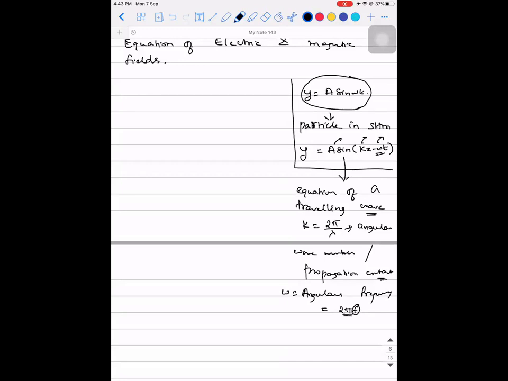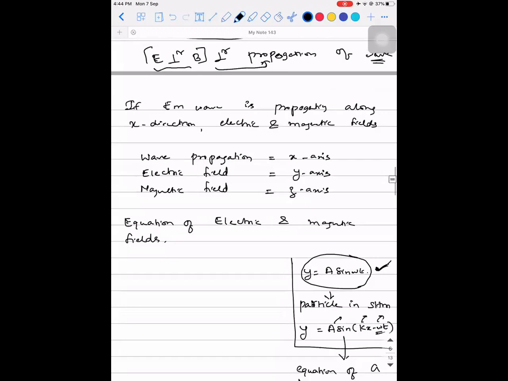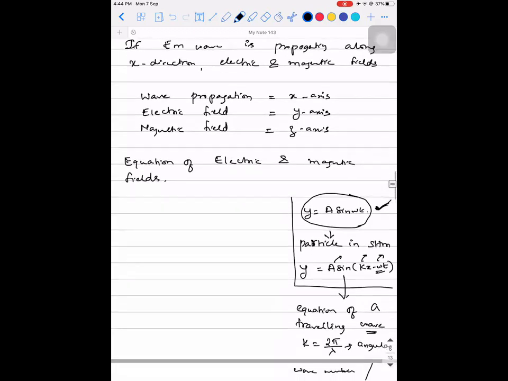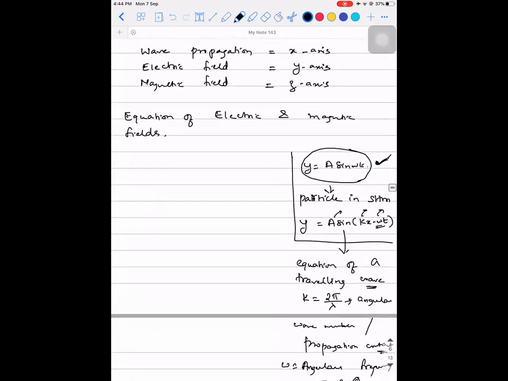So are you guys clear with when to use which equation? You will use this equation only when there is an oscillatory motion existing, whereas you will use the bigger equation a sine of kx minus omega t when there is oscillation and propagation taking place. So in this case, is a particle only oscillating or is it propagating also? It is propagating also. So we should use the second equation.